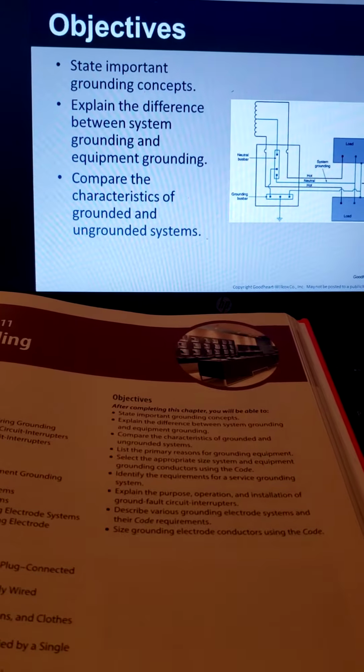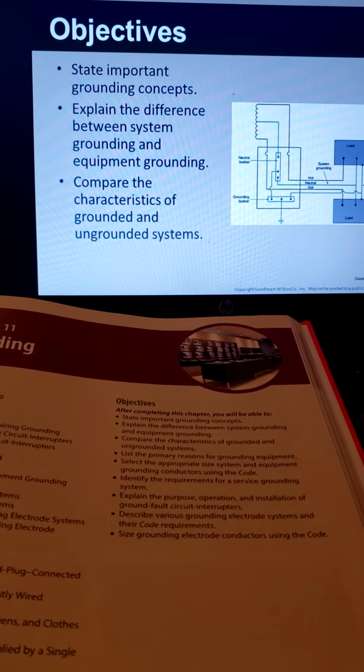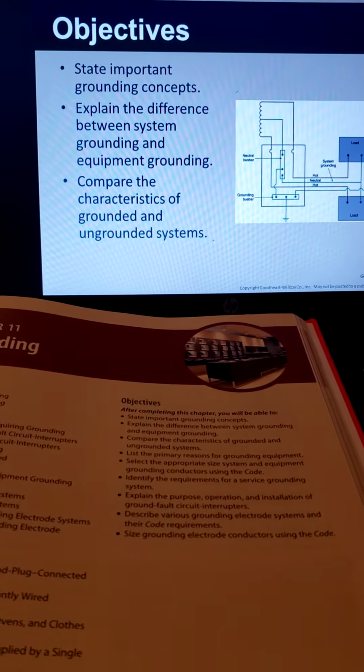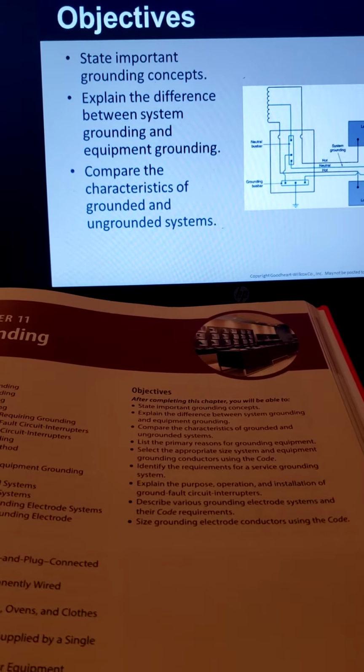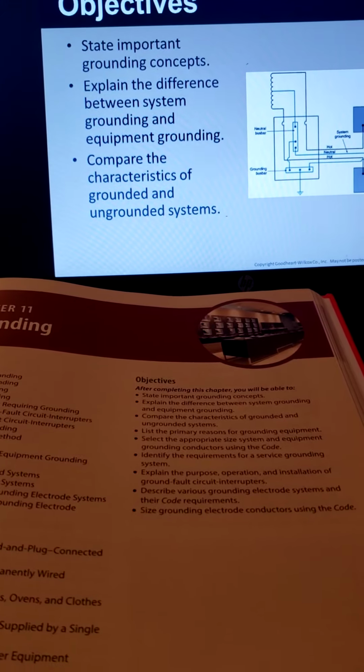All right. Chapter 11, Grounding. Objectives. State important grounding concepts. Explain the difference between system grounding and equipment grounding. Compare the characteristics of the grounding system of grounded and ungrounded systems.